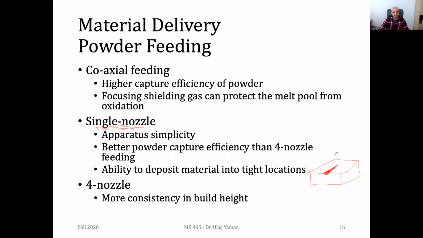And the only advantage of the four nozzle system is that you can have more consistency in terms of build height. In the other ones, you may have some inconsistencies. Let me show you an example.